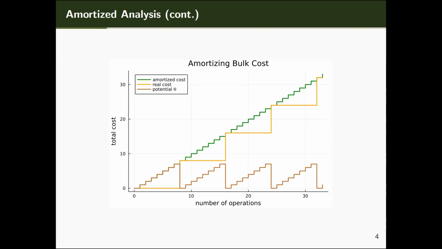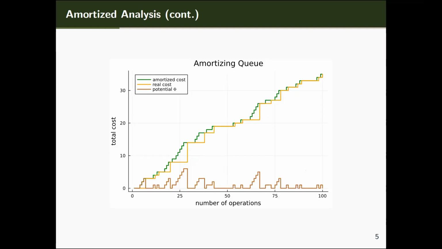And then we have this difference between them, which we call the potential function, which is that smaller brown staircase at the bottom that slots in between the yellow and the green lines. So the idea is that the potential is representing how much cost you should be prepared to pay in a moment. Here's a less regular example.